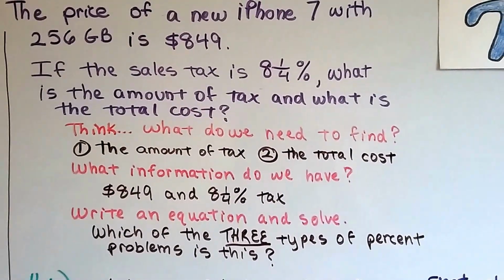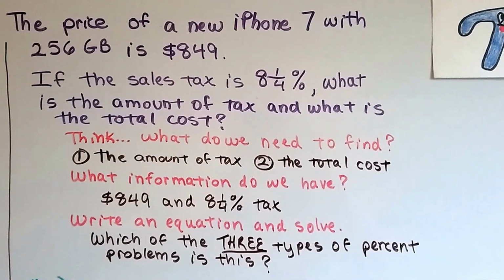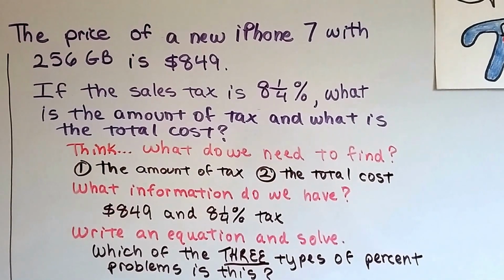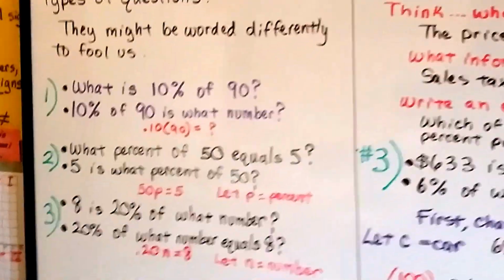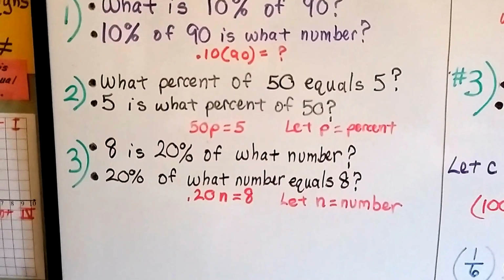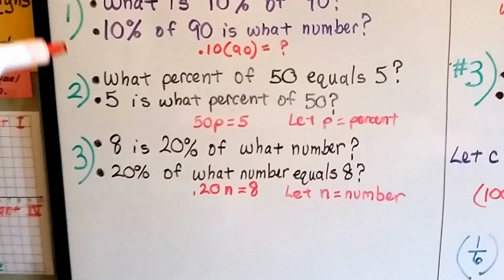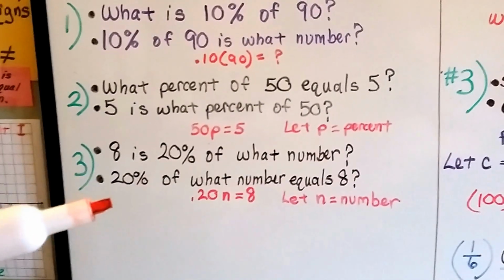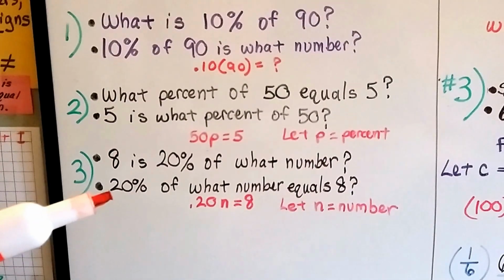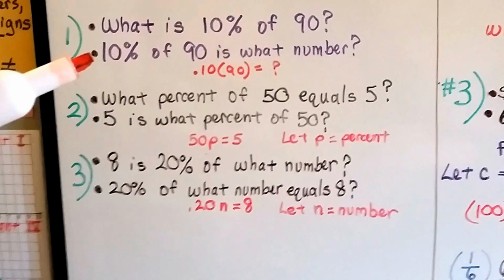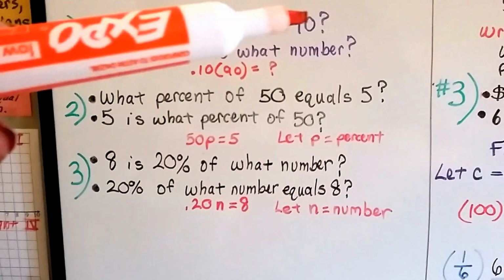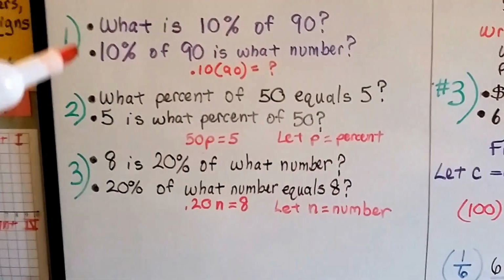So which of the 3 types of percent problems is this? We've got the price of the phone, all right? We've got the percentage is 8 1/4. So it would be number 1. What is 8 1/4% of $849?